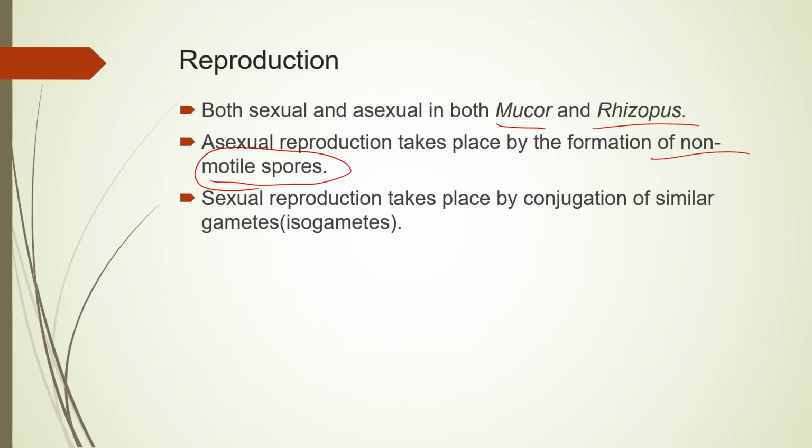And what happens when sexual reproduction takes place? That is by the conjugation of similar gametes. So what is this conjugation of similar gametes called? It is called isogametes, the same type of gametes conjugating. So the same type of gametes are combining together, that is conjugation of similar gametes, or isogametes.